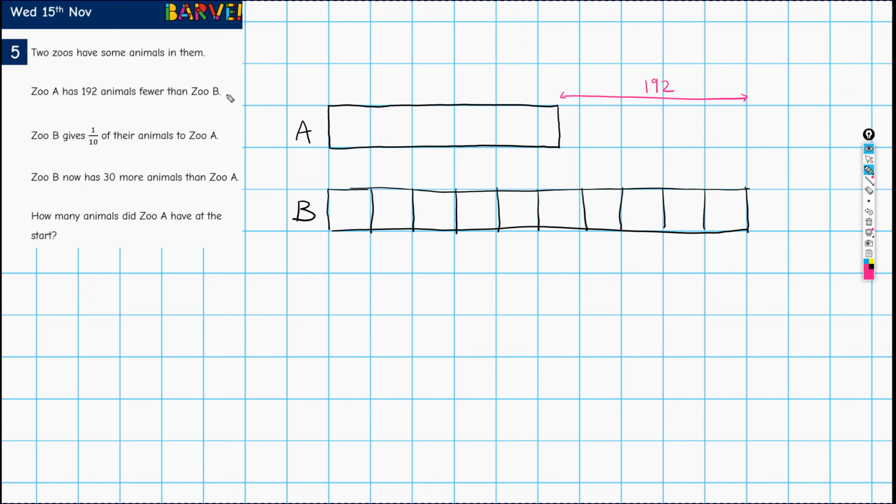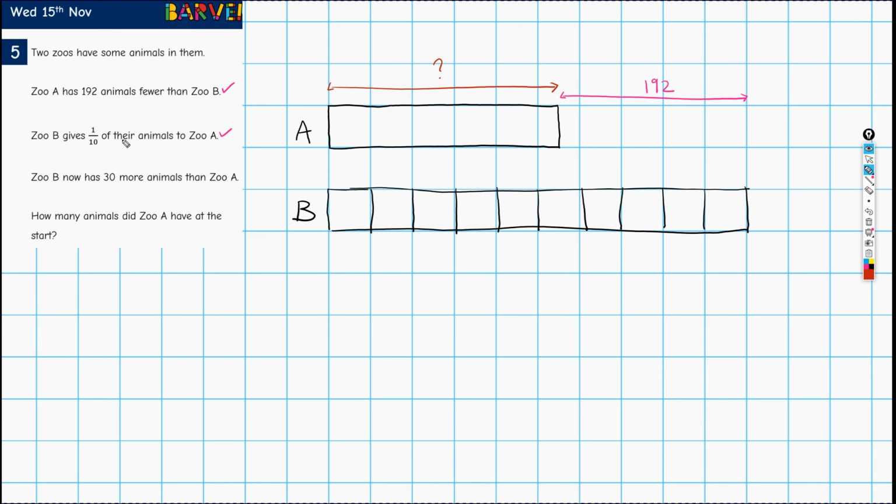So what information have we captured? That and that. We're looking at how many animals did Zoo A have at the start. So if we're being really good, what we ought to do is put in that is our question. Okay. Right. So sorry, we didn't capture this bit yet.